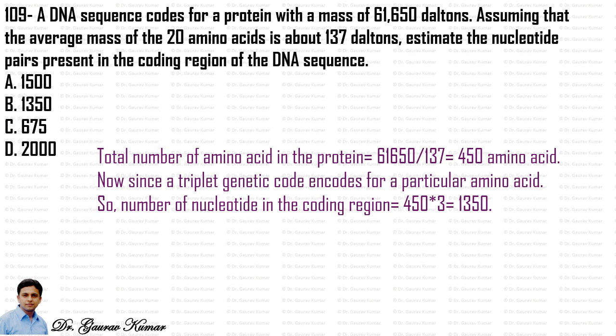Now we know that a triplet codon of the genetic code encodes a particular amino acid. So obviously the total number of nucleotides coding for that region will be 450 multiplied by 3, which comes out to be 1350, and hence this is the answer.